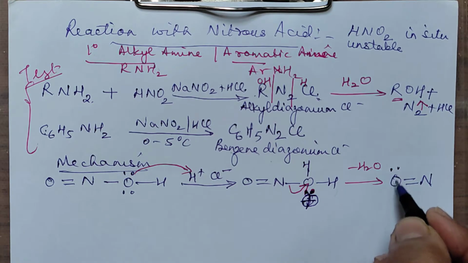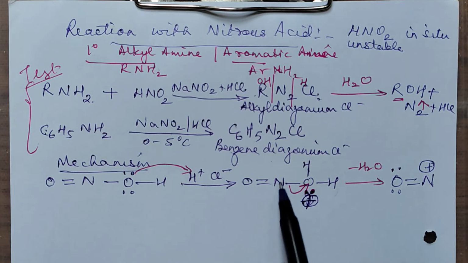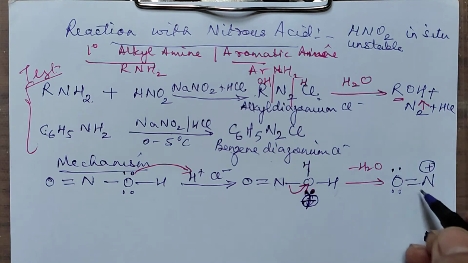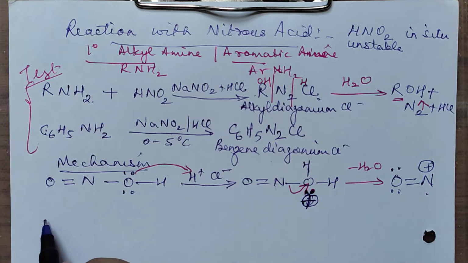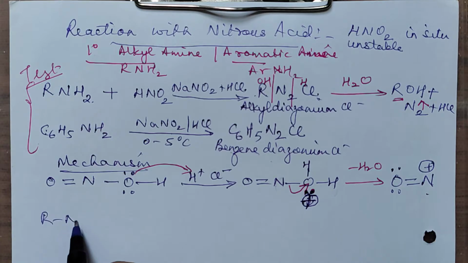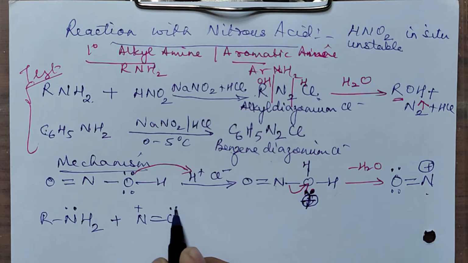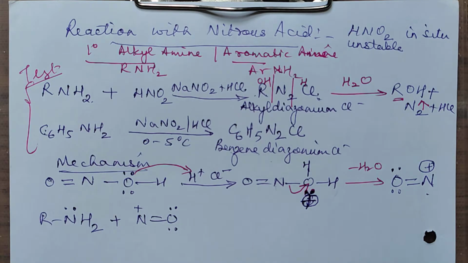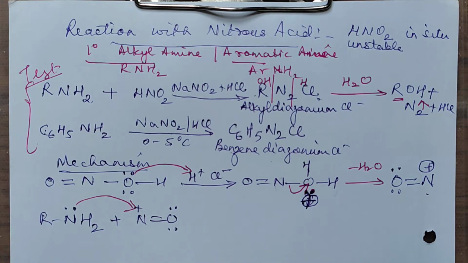Now this O is having both the pairs. This is now having a positive charge because it has lost the electron. This is deficient. Now this will be acting as an electrophile. So now what happens is, this amine, that is RNH2, will react with it. Now I'm writing this in reverse, because this N is positive, through this it is going to get attached. So now through this N, it will get attached to the neighboring N.